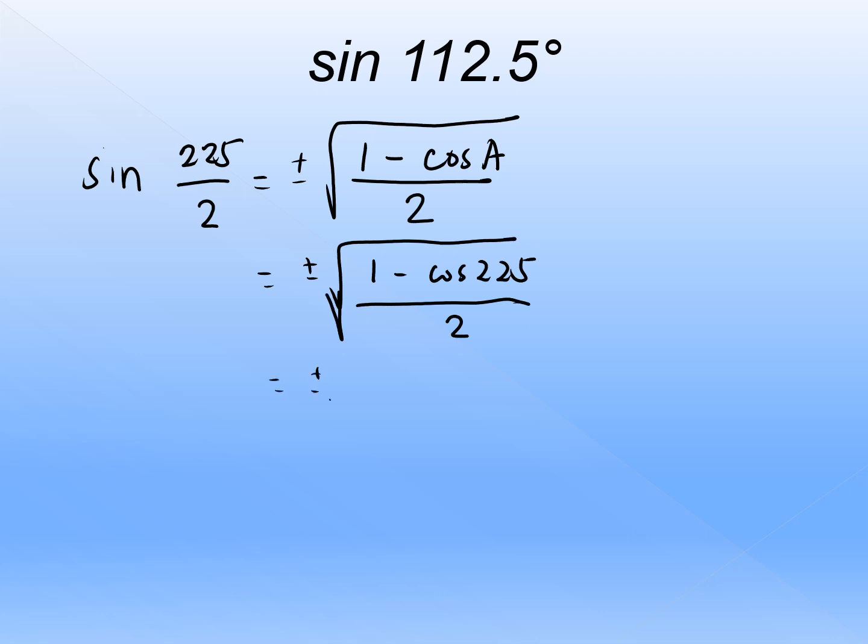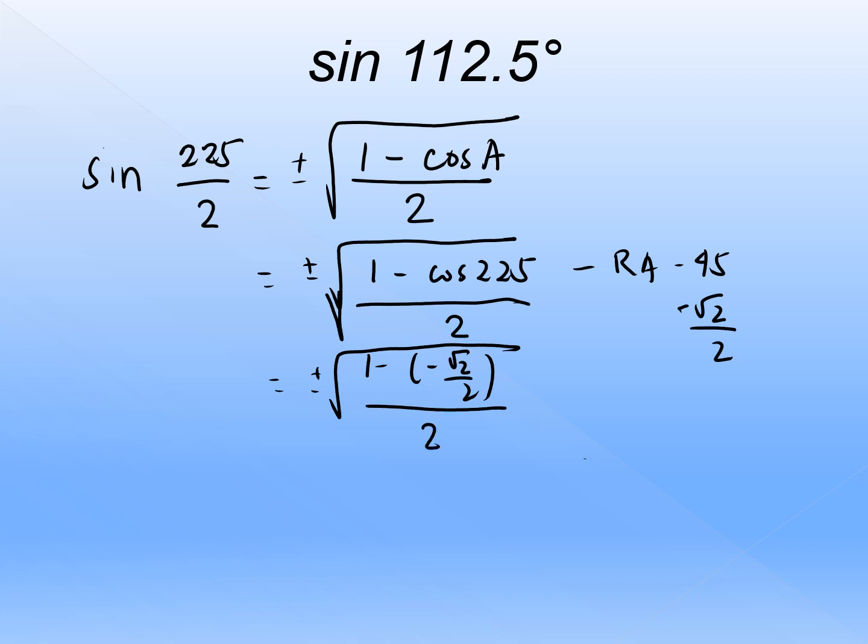Now, let's simplify or get the exact value. Cos 225 degrees, the reference angle is 45 degrees. And cos 45 degrees is equal to square root of 2 over 2. But since it is cosine, the only positive functions in quadrant 3 are tangent and cotangent. Therefore, cos 225 is equal to negative square root of 2 over 2. So therefore, we're going to have 1 minus negative square root of 2 over 2, all over 2.